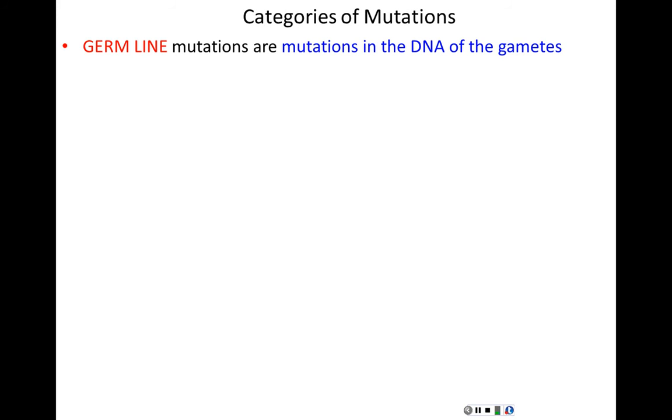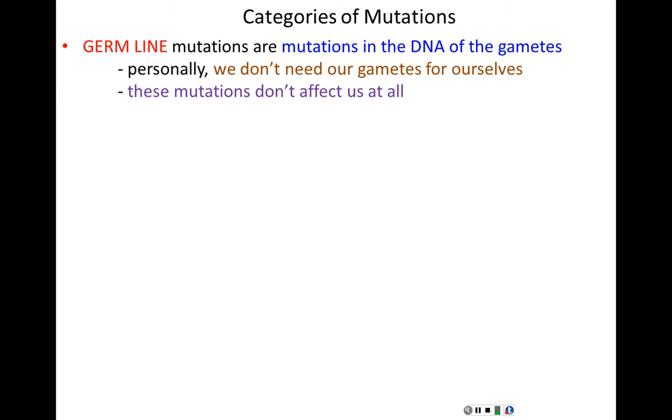What then are germline mutations? Well, germline mutations are mutations in our germline cells. Those are our gametes. So when we have mutations in the DNA of the gametes, we call those germline mutations. Now, personally, us, you and I, when we get germline mutations, we are not affected. We don't need our gametes for ourselves. These are dedicated, specialized cells for reproduction. So germline mutations have no effect or phenotype whatsoever on the individual carrying them in their gametes.